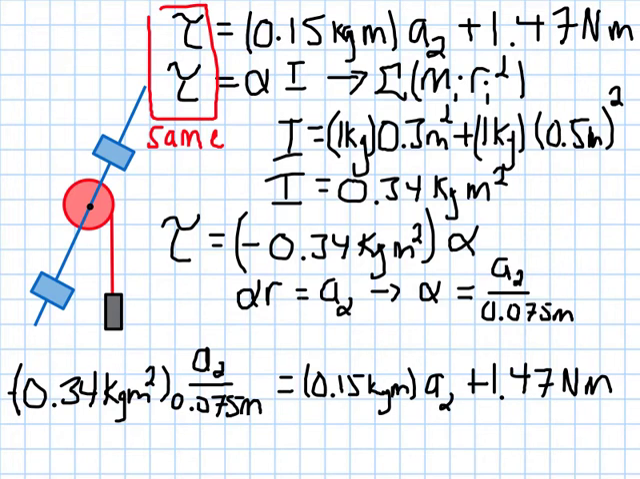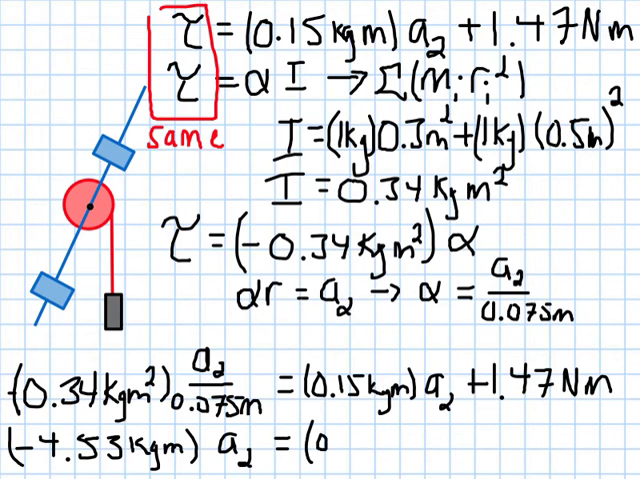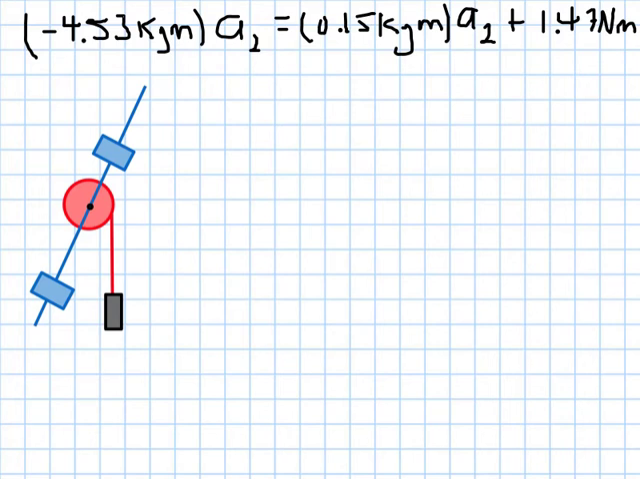And now I can do just a little bit of algebra cleanup over here on the left-hand side, and I'm going to end up with a negative 4.53 kilogram meters multiplying the acceleration of the hanging mass, and that's going to be equal to 0.15 kilogram meters, also times the acceleration of the hanging mass, and we have to add to that 1.47 Newton meters. Alright, still with me? We're almost done here.